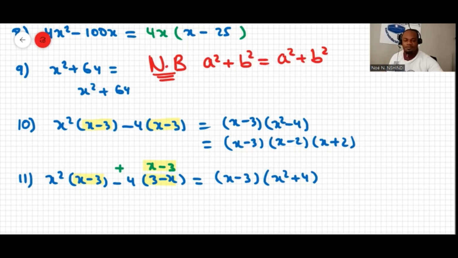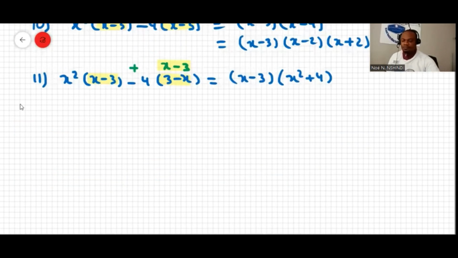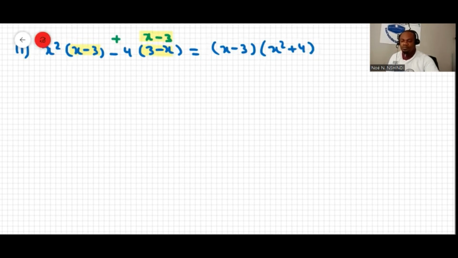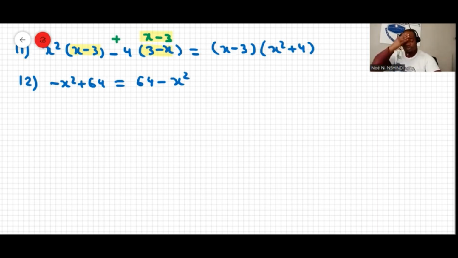Will be question 12. Question 12 is given by negative x squared plus 64. Okay, so this can be rewritten as 64 minus x squared. So to make it easier for us to factorize, and then 64 is a square of 8, as we said, and then this will be 8 minus x, and then 8 plus x. Okay.